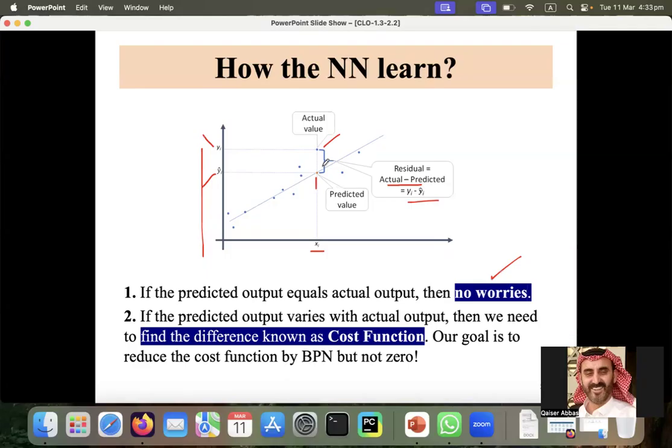And what was our objective at that point? To reduce the cost, to reduce the loss. So how can we do this reduction? We can do it if we use the BPN, the back propagation network. If we use the back propagation mechanism that we saw previously, then we can go for the reduction of the loss. But we have to take care that we don't make our value 0. This is what I said earlier. It should be close to 0, but not 0.